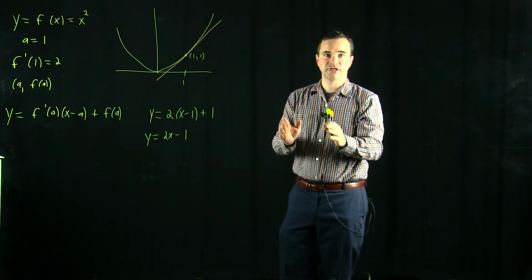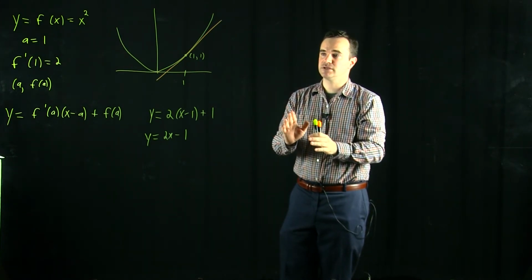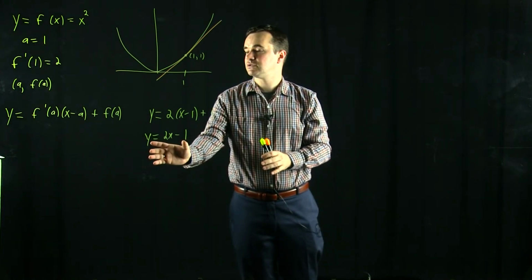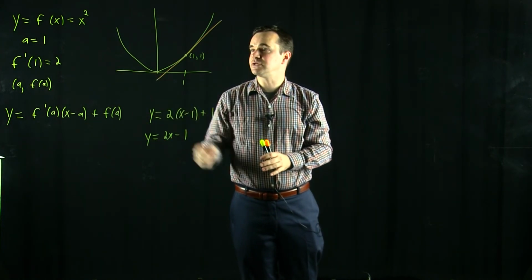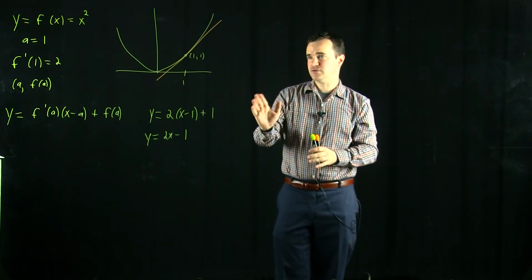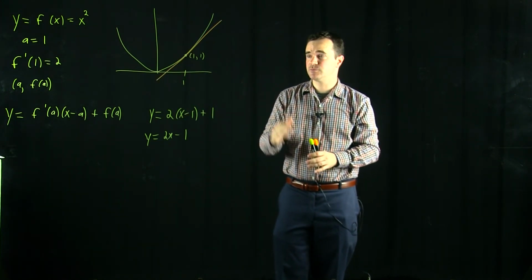And you don't have to just check my handwriting. You can go straight to Desmos or Wolfram Alpha. You can plug in this equation. You can plug in y equals x squared. It'll draw them both on the same graph. And you can really see that tangent line for yourself superimposed.